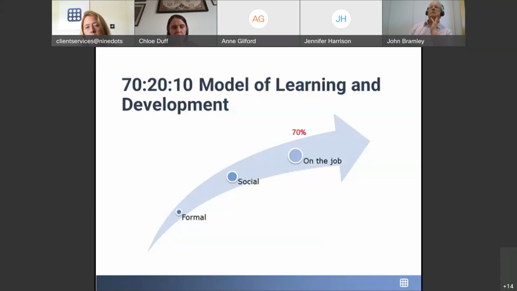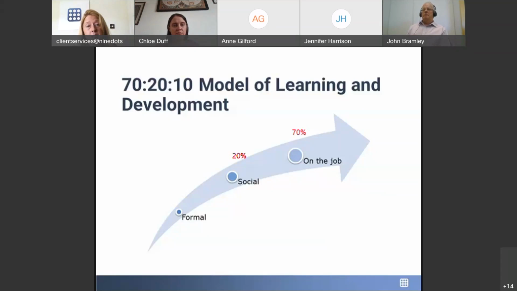Social learning then is 20%. So the social side of learning is all about the collaboration, the working with others, buddying up with someone on a project, team building activities of working together with somebody, mentoring someone, coaching, being a member of the community, conferences, action learning sets, social media communities, all that kind of thing is classed as social learning, which is again a huge part of learning now.